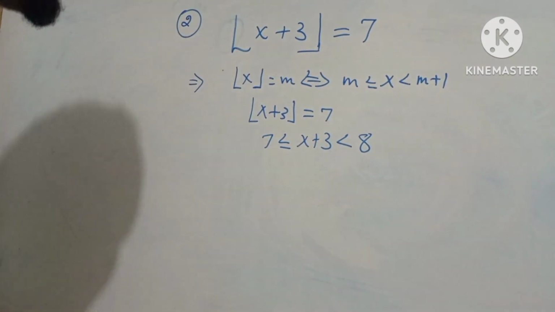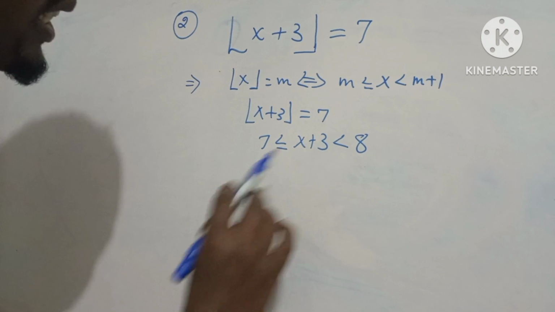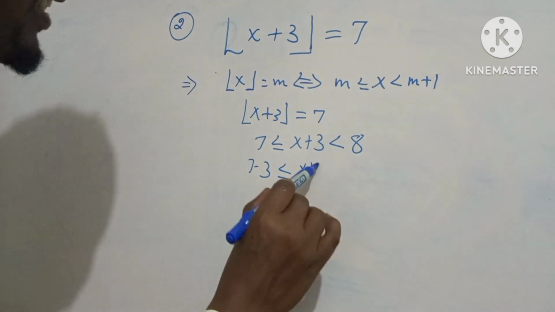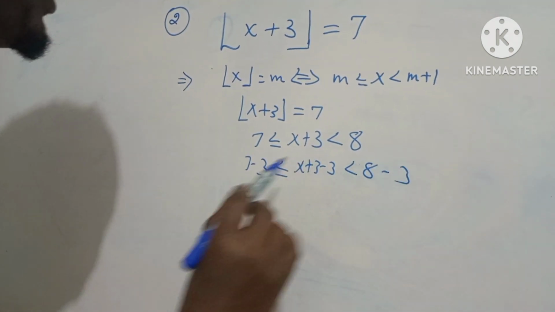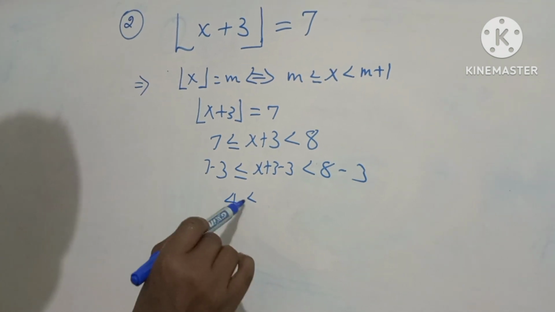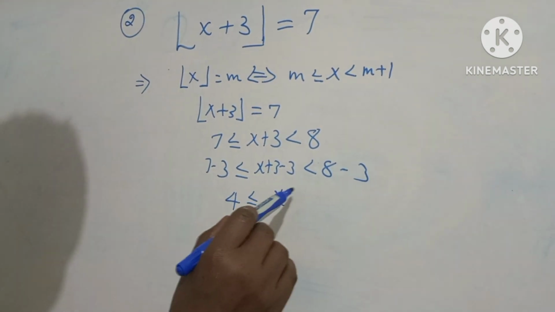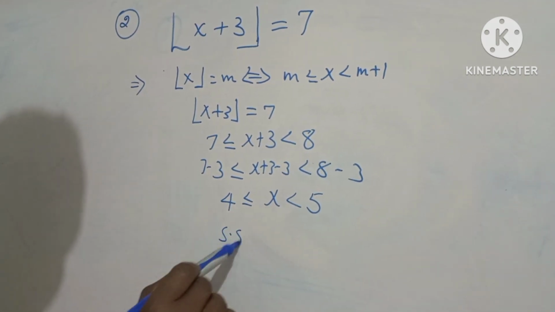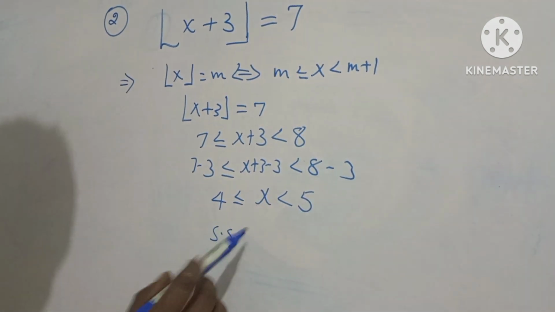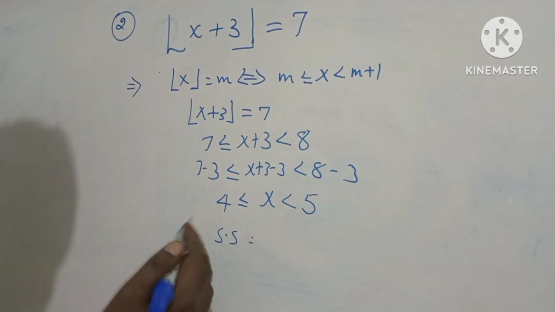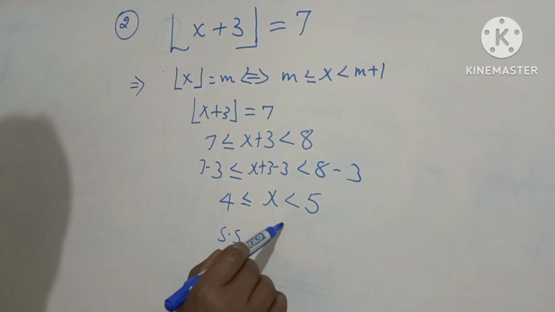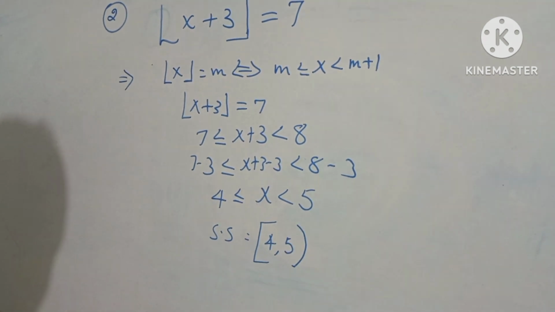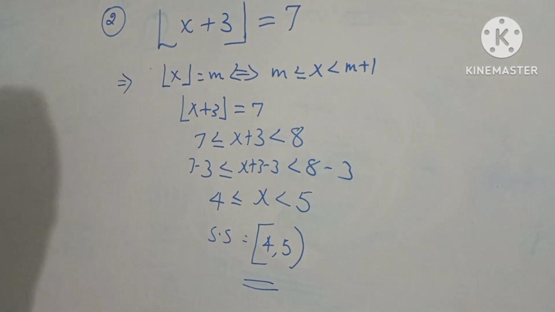So using this formula, subtracting 3, 7 minus 3 is less than or equal to x plus 3 minus 3, less than 8 minus 3. So 7 minus 3 is 4, and 4 is less than or equal to x, because 3 is cancelled by 3, less than 8 minus 3, which is 5. So our solution set is in between these two numbers. So x is in between 4 and 5, including 4 and excluding 5. So our answer is 4 to 5, 5 is open and 4 is closed. So this is our solution.